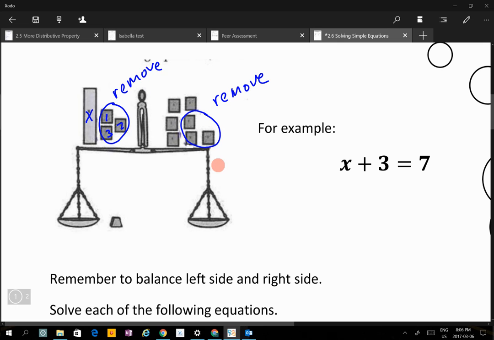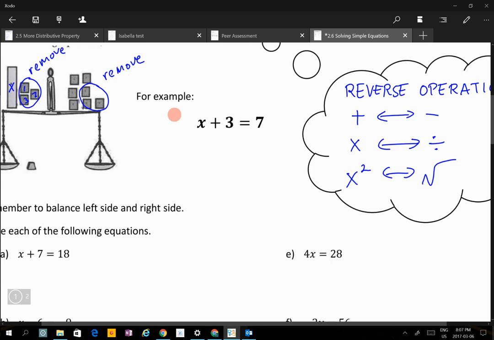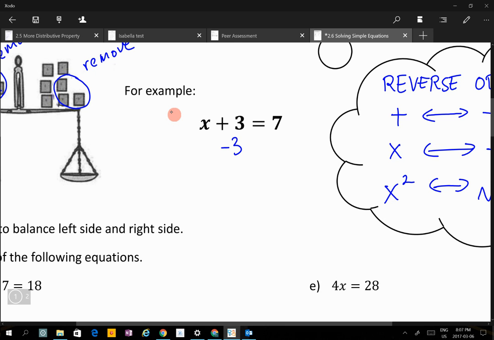Okay, so if I remove 3 from that other side, then I'll get just a single x on the left, and I have 1, 2, 3, 4 on the right. So x equals 4. So basically I subtract 3 from the left, and I subtract 3 from the right. Okay, and I'm left with x equals 4. So the 3 plus 3 and take away 3 cancel each other out. 7 take away 3 gives me 4.